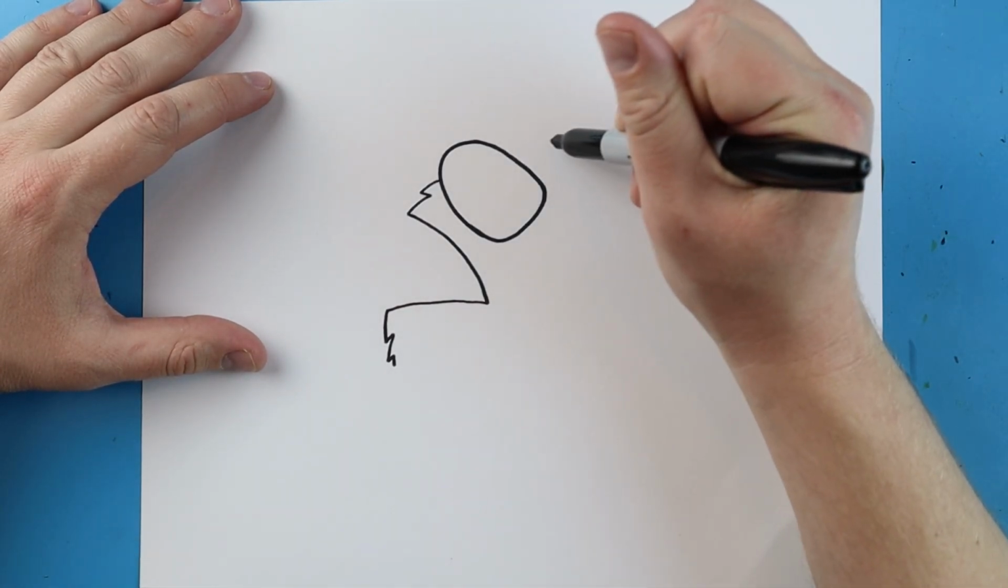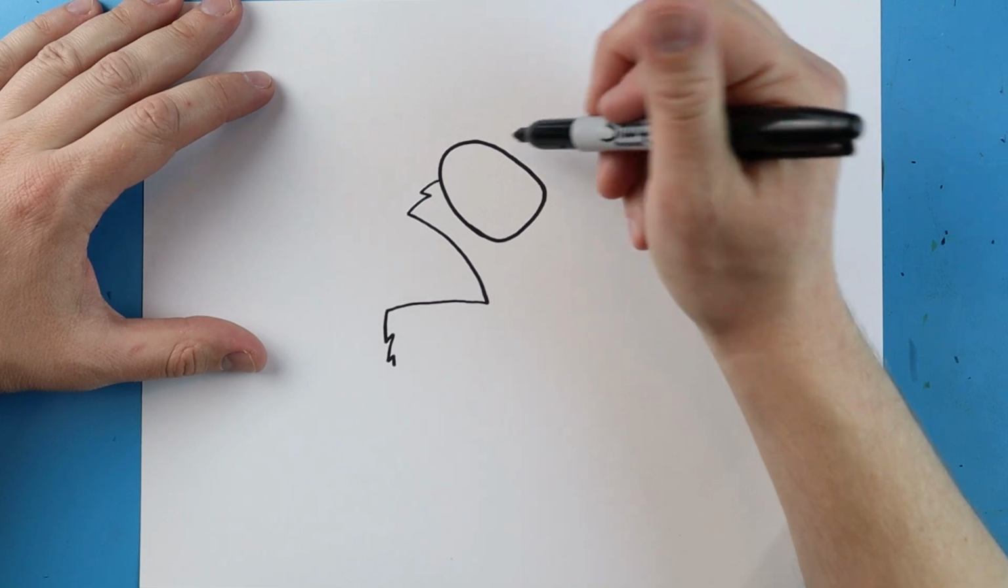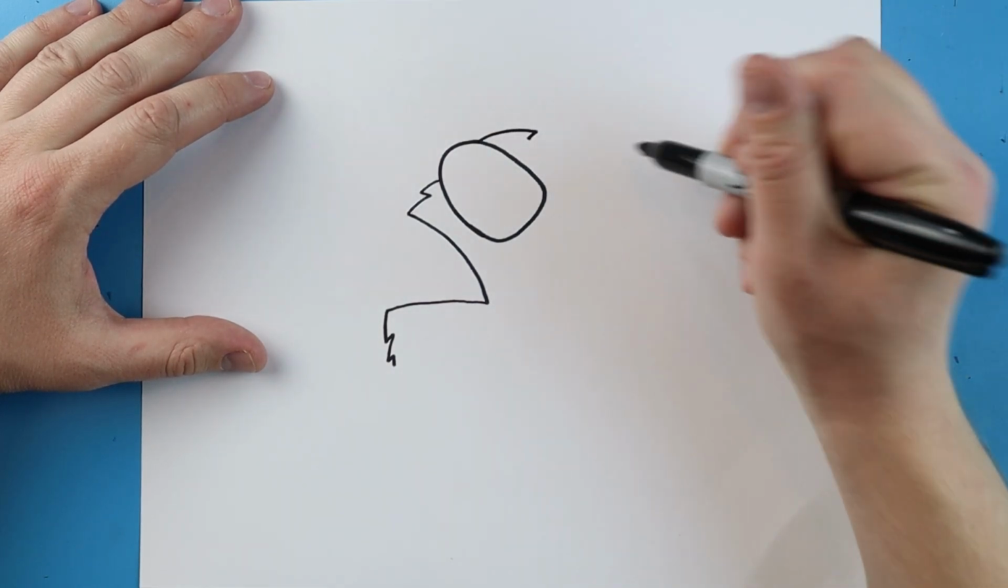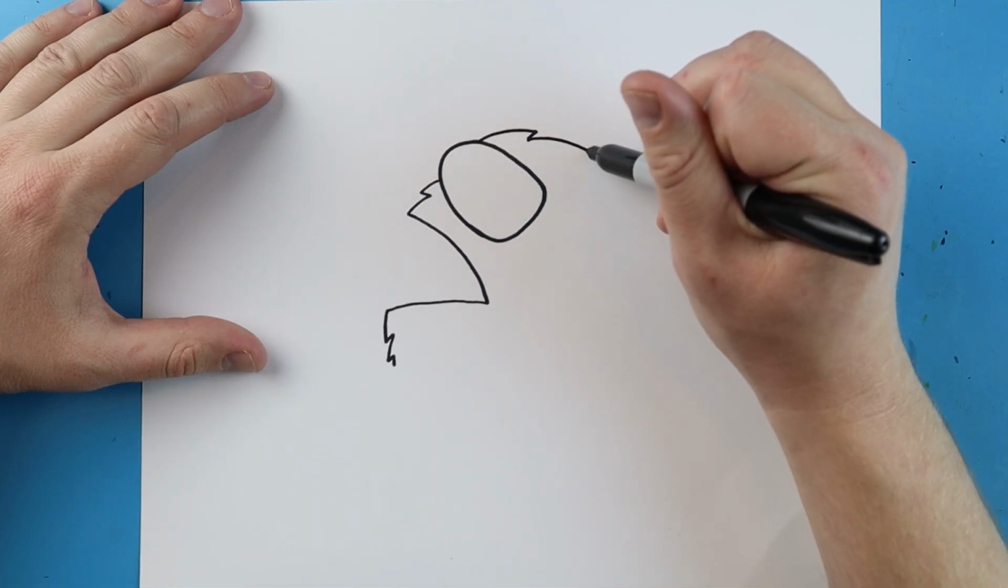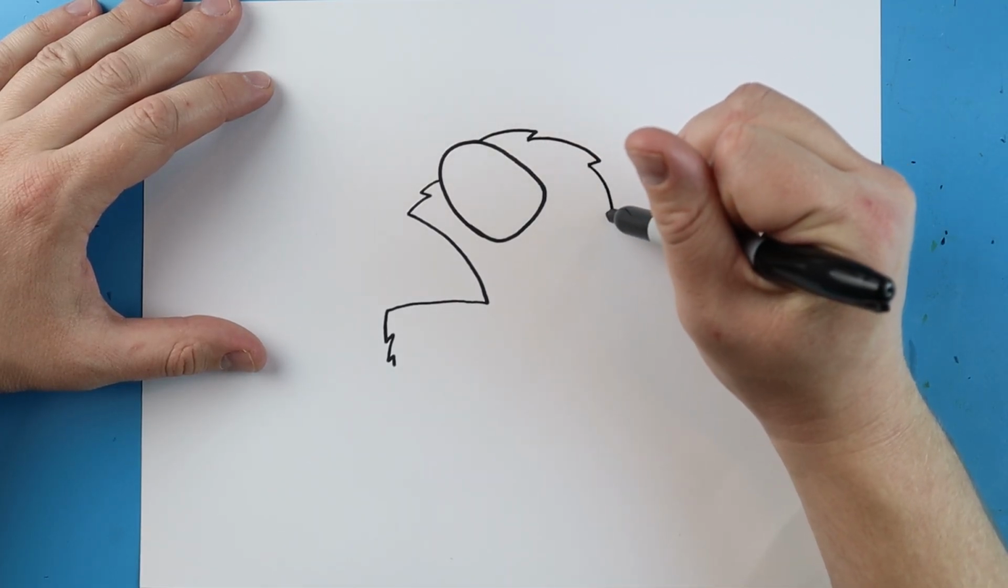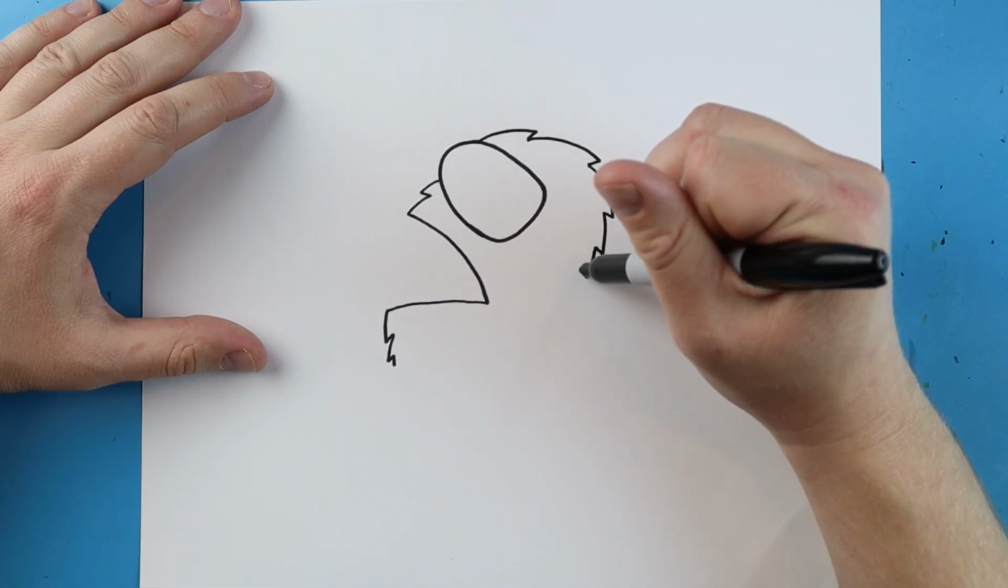Next, I'm going to start up here. We're going to draw the back of him. So I'm going to start right here. I'm going to make a line that's going to go back, and then it's going to come down like this. I'm going to make another one that's going to go back and come down. And I'm going to make a couple more like this, just to make him look like he's really furry.